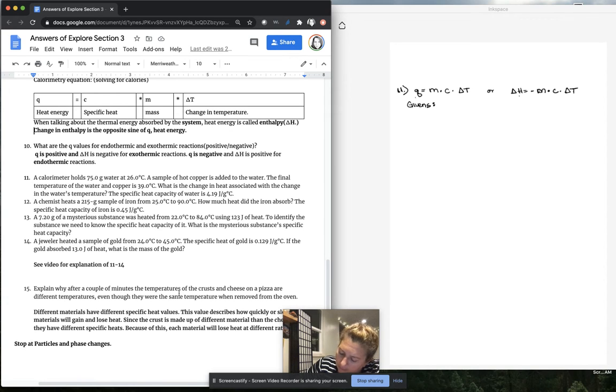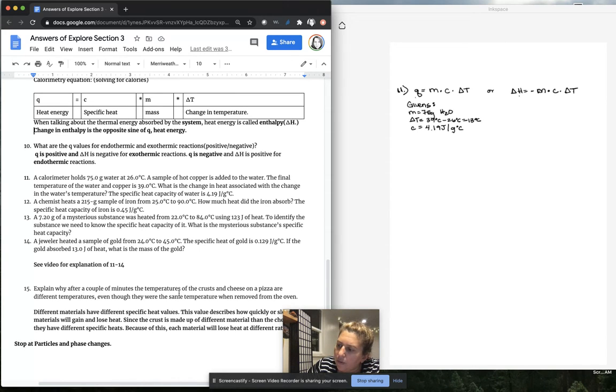So number 11, you have some givens in the problem that are provided to you. First of all, you're given that the mass is equal to 75 grams of water, right? You're also told that your delta T is going to be 39 degrees Celsius minus 26 degrees Celsius to equal 13 degrees Celsius overall. And you're also told in the very last sentence that your specific heat is equal to 4.19 joules per gram degree Celsius.